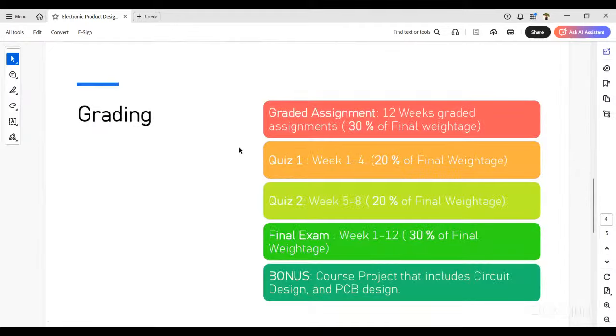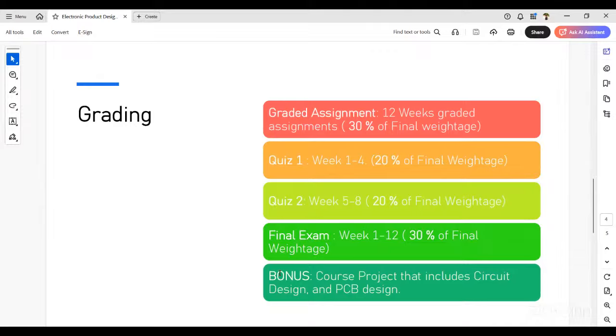We will have graded assignments for 12 weeks, and all the graded assignments of all 12 weeks together will consist of 30% of your final weightage. Then you will have quiz 1, which is based on the syllabus covered in weeks 1 to 4. That is 20% of the final weightage. Same goes for quiz 2, weeks 5 to 8. That also is 20%. And then you have your final exam, the entire syllabus, weeks 1 to 12. That's 30%. So 30, 20, 20, 30. This together comes to 100%.